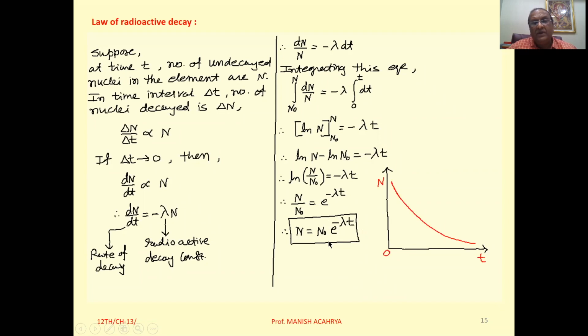And here we can observe that the number of undecayed nuclei decreases with time exponentially. So if we draw the graph of number of undecayed nuclei versus time t, then the graph will be as shown in this figure. It decreases exponentially. Exponentially means initially a rapid decrease takes place and then after that it is slow. Clear to all of you?